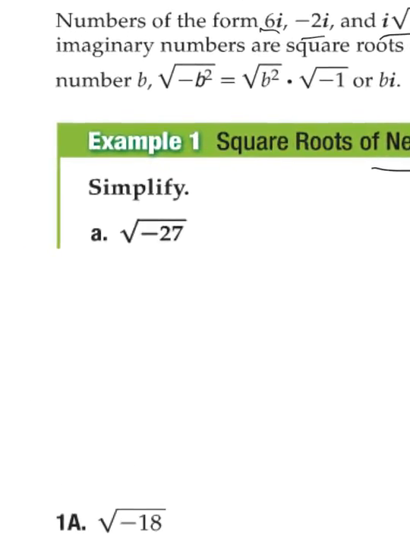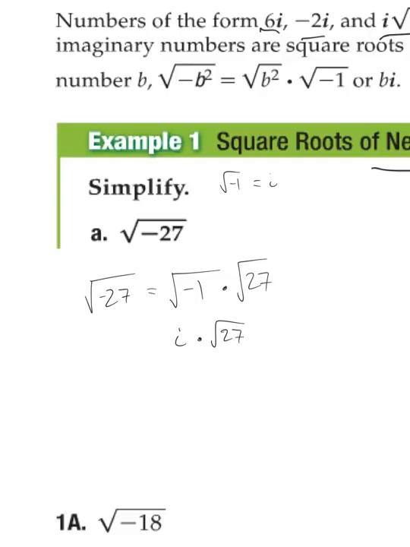If you're looking at example A here, we've got the square root of -27. To simplify the square root of -27, you can think of it as the square root of -1 times the square root of 27. Of course we know the square root of -1, that's what we just defined to be i, the imaginary unit. So this is just i times the square root of 27. Use my eraser here. 27, not 7.